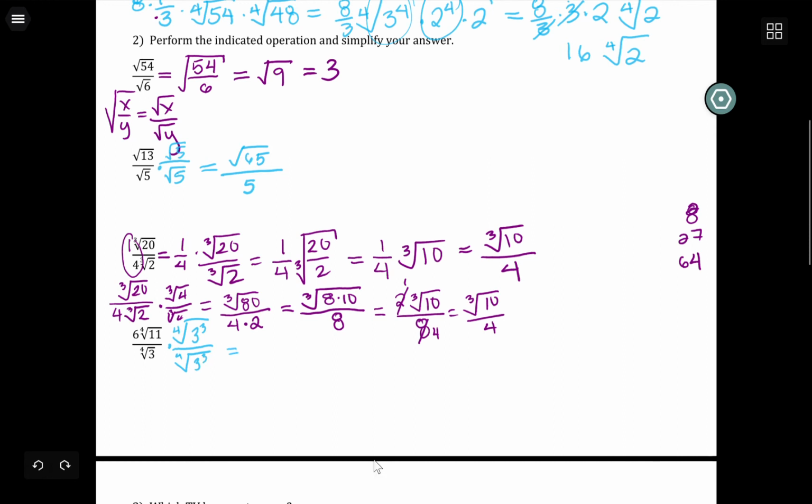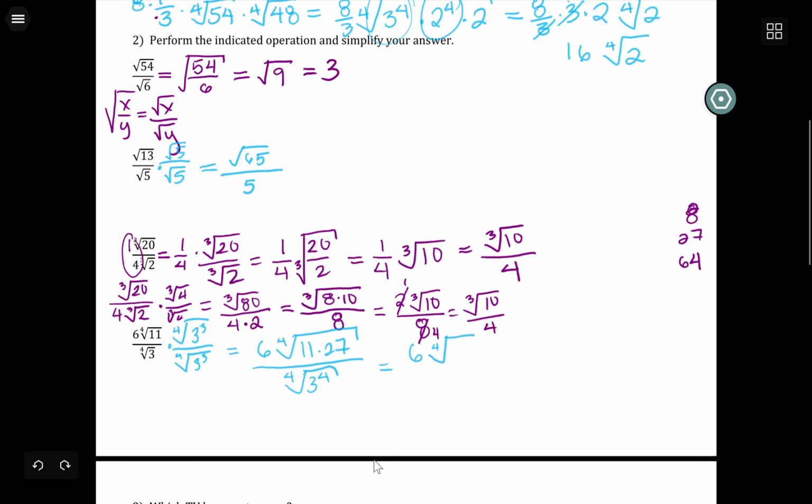So I end up with 6 times the fourth root of 11 times 27. I'll think about if I want to actually figure that out in a second. And then on the bottom, I end up with the fourth root of 3 to the 4th, which is exactly what I was hoping for, because fourth roots and fourth powers cancel. So I have 6 times the fourth root.